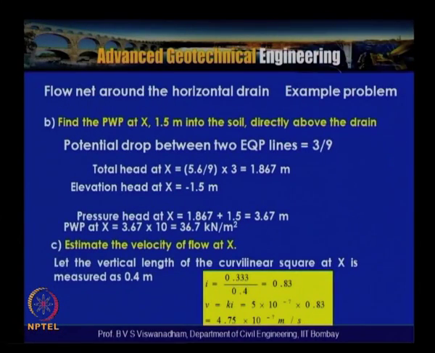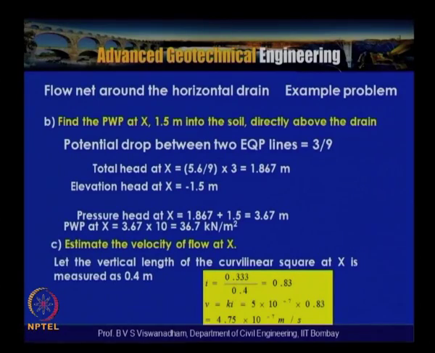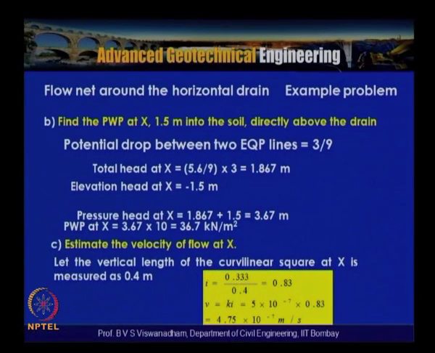Now the question is how to determine the pore water pressure at X, that is 1.5 meters into the soil directly above the drain. So we considered, if you recollect the diagram which we have shown, the datum is at the ground surface. So the point X lies 1.5 meters below the datum. So elevation head at X is minus 1.5 meters. So total head at X, if you wanted to write, is 5.6 by 9.